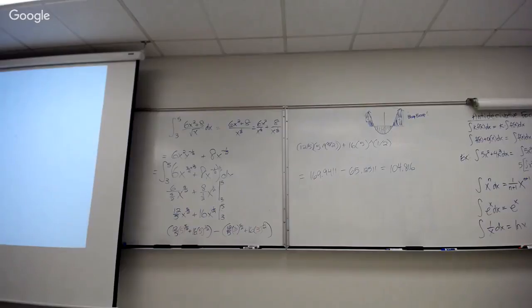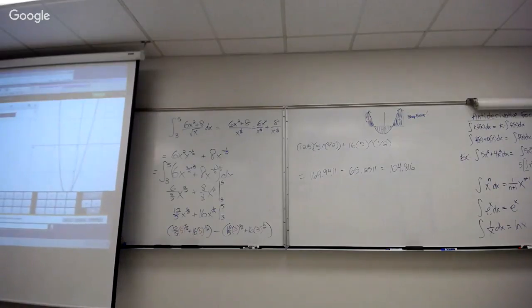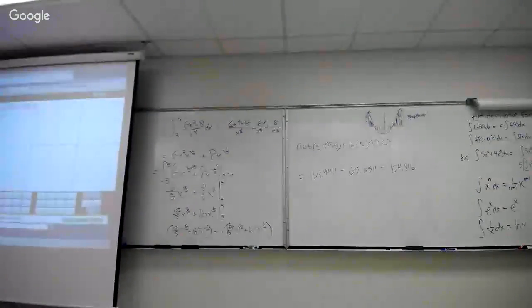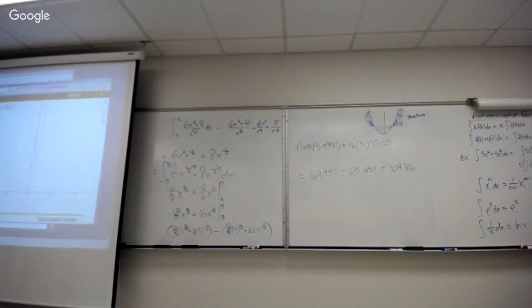Now, of course, how do we check? We graph it, of course. What does this graph even look like? It's 6x squared plus 8 divided by the square root of x. So here's the graph. And the graph is really not that exciting. It's just something that looks like a parabola, except one side of the parabola is actually a vertical asymptote, and the other side of the parabola goes off to infinity.